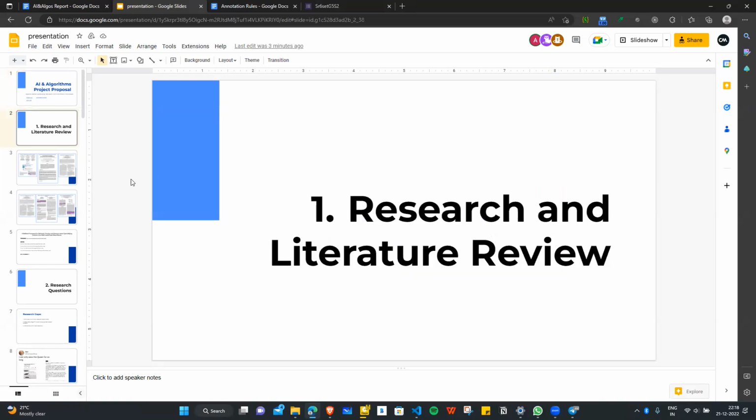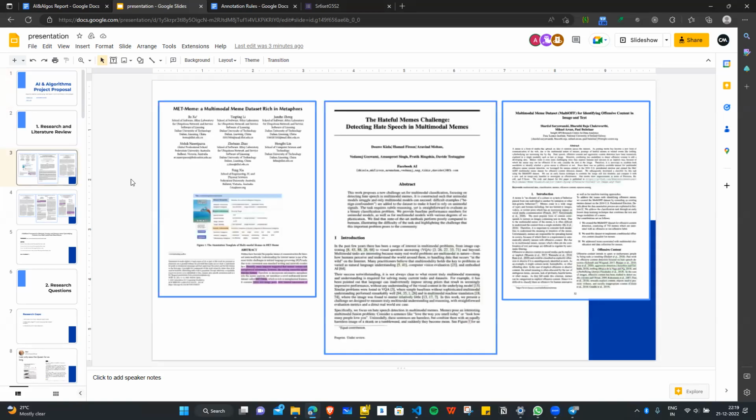So let's start. First of all, in any research project, we have research and literature review. So we would like to call out some of the most prominent research papers that we read and which motivated us to do this project. First of all, we have MetMeme, a multimodal meme dataset in metaphors. This was the title of the first research paper. The first author of this paper was Bo Zhu from the Dalian University of Technology, which is in China.